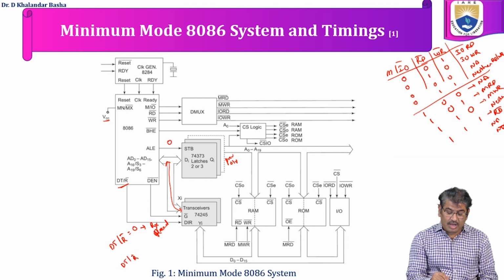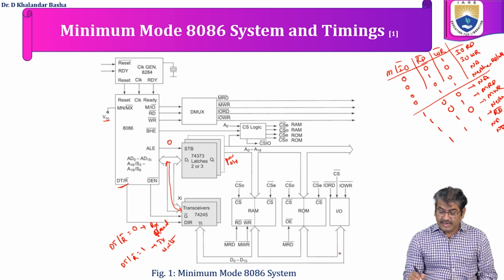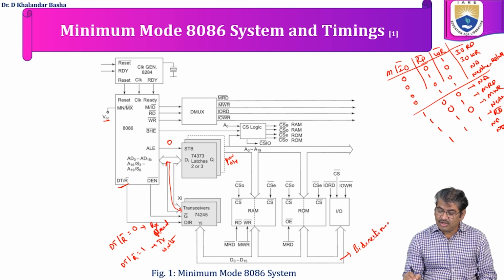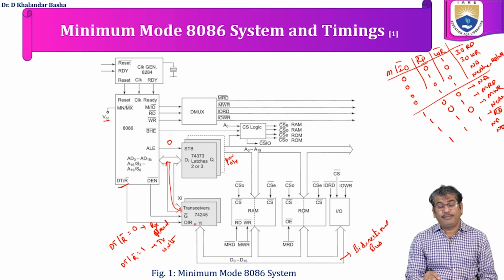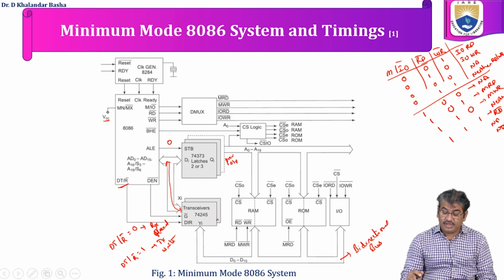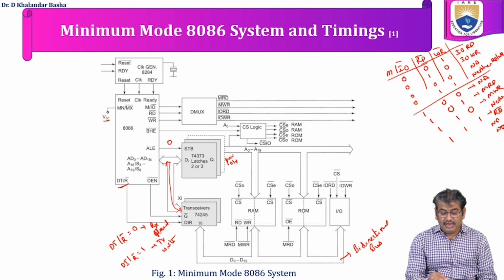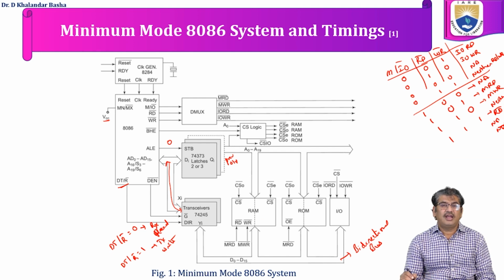When DT/R bar is equivalent to 1, that is data transmission, in that case the write operation will be performed. The direction of the transceiver for the data bus, as this is a bidirectional data bus, will depend upon DT/R bar. If DT/R bar is equivalent to read operation, then the IO device or memory will pass this information to the processor. If DT/R bar is equivalent to 1, then from the processor the data will be sent to memories or IO blocks.